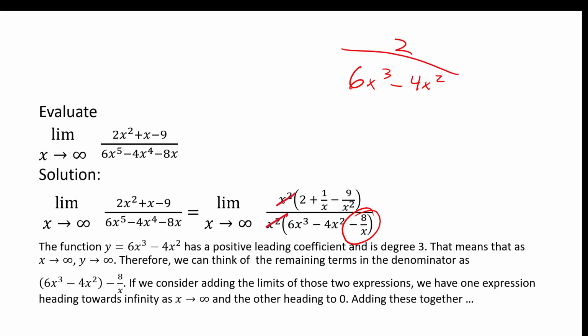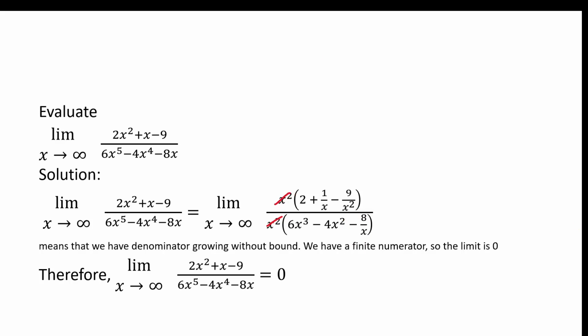So what we're going to do is say that this expression here, 6x cubed minus 4x squared, has a positive leading coefficient and is degree 3. So that means as x goes to infinity, y goes to infinity. So we see that we're going to have essentially 2 over something growing infinitely large, growing without bound. And so we're going to end up with a limit equal to 0.